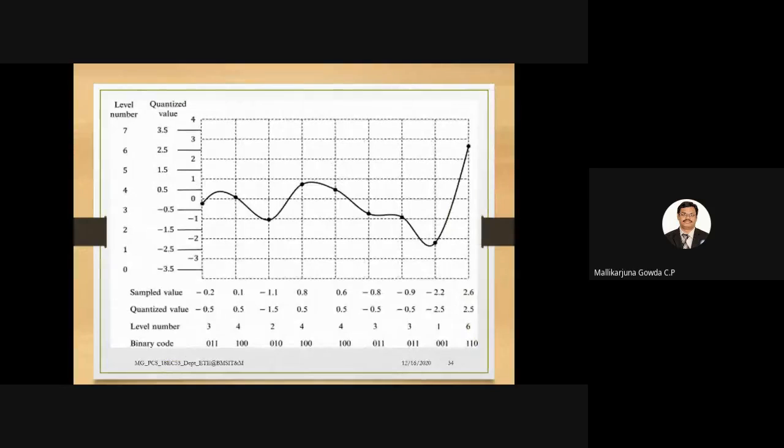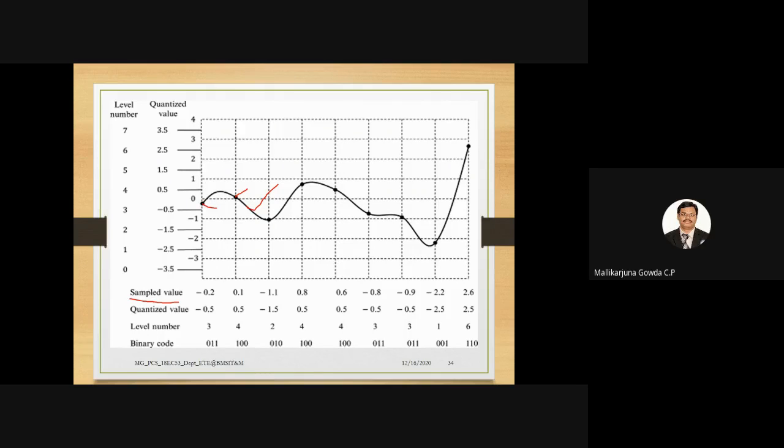Okay, so this is again a little bit more in-depth understanding of the entire process of PCM. So what is this? This is my analog signal, whatever is shown. Here, of course, I have not shown the sampling itself; the sample values are shown here. So these are the sampled values. The first one is minus 0.2 volts. Then the next is 0.1 volt. Hope you are understanding this.